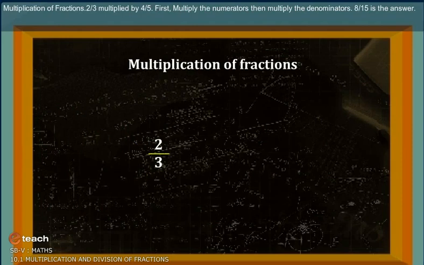Multiplication of fractions. 2 by 3 multiplied by 4 by 5. First, multiply the numerators, then multiply the denominators. 8 by 15 is the answer.